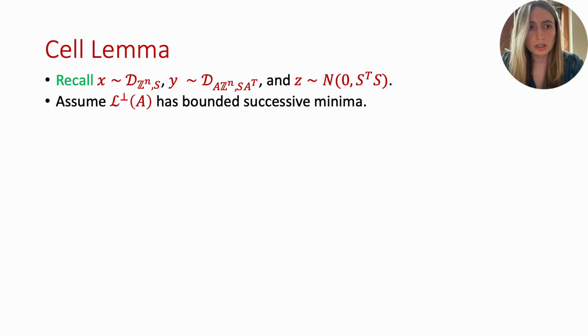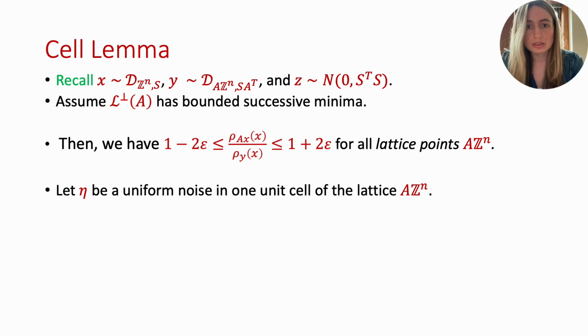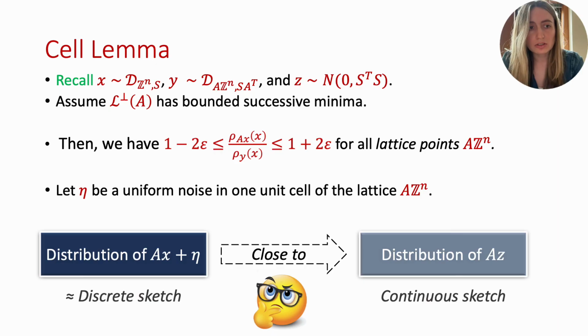Okay, so now that we have preprocessed our sketching matrix, we can assume that the orthogonal lattice to the row space of A has bounded successive minima. So in particular, the distributions of AX and Y are very close at all lattice points in A times Z to the N. However, these distributions may still be very far everywhere else. So to handle that, let eta be a uniform noise in one unit cell of the lattice A times Z to the N. Now, the final ingredient will be to show that the distribution of AX plus eta is very close to the distribution of A times Z, where Z is a continuous Gaussian with the same covariance as X.